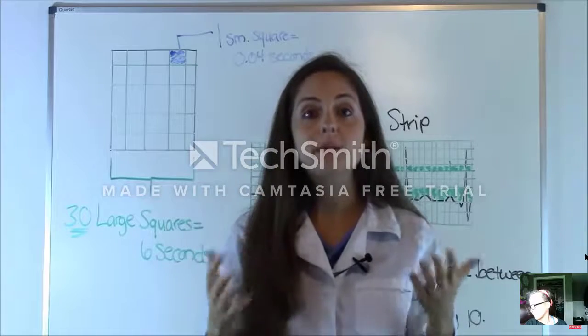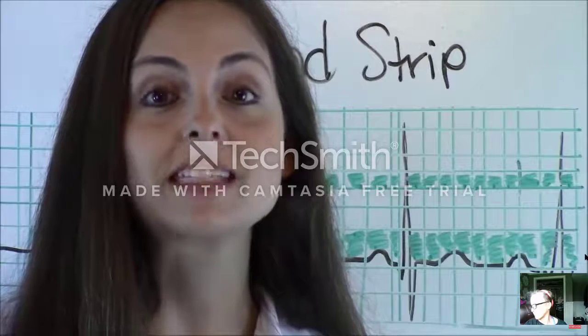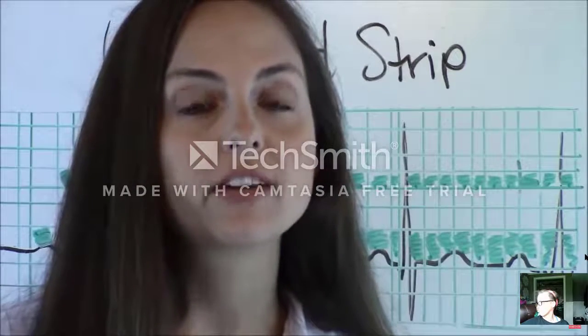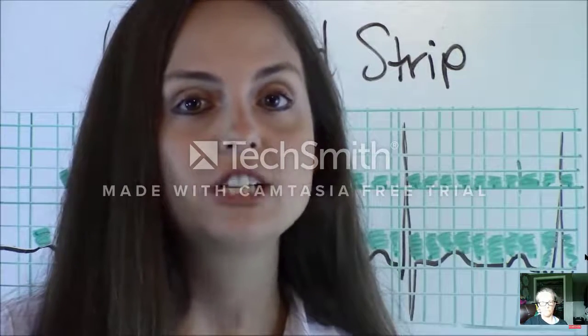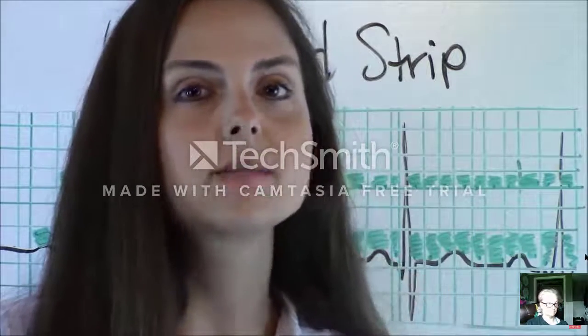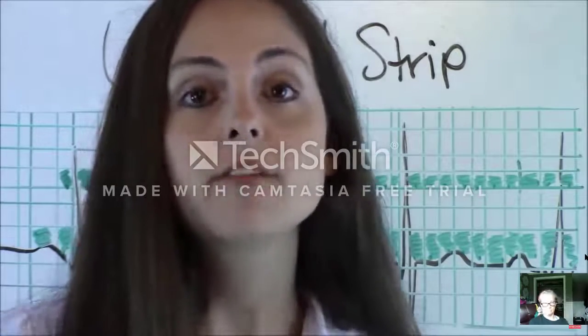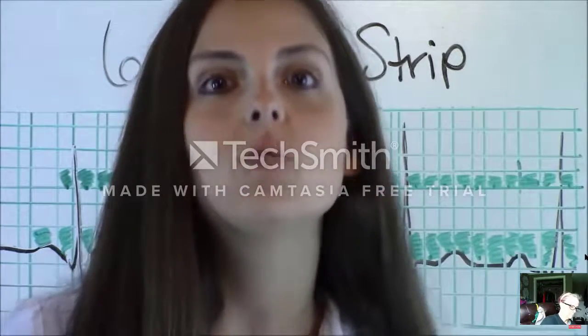Let me show you how to do that. Behind me, I have an EKG strip. It's a 6-second strip, and I have blown it up so I can show you how to calculate those 30 large squares. Typically on a little EKG strip, the squares are sometimes hard to see, and you may need a magnifying glass if you don't have the best vision. But for teaching purposes, I've enlarged it so you can see exactly what I'm talking about.